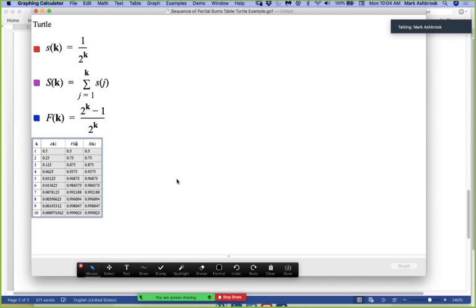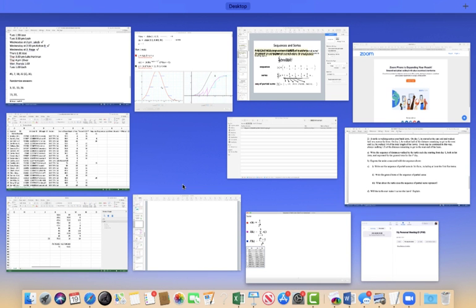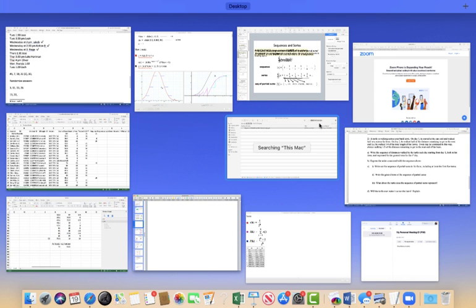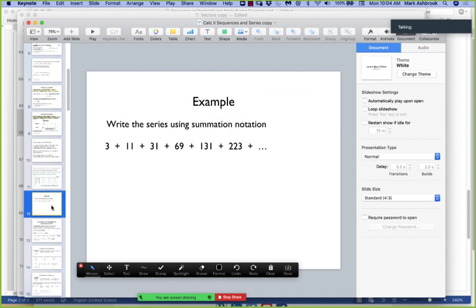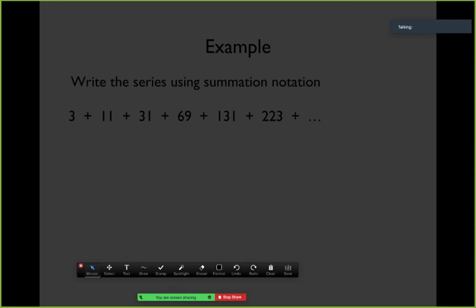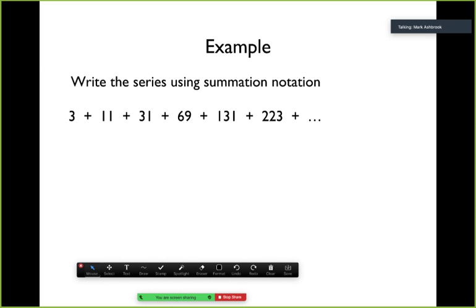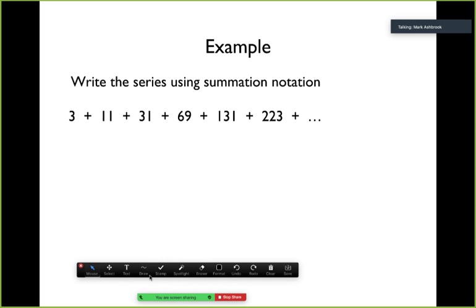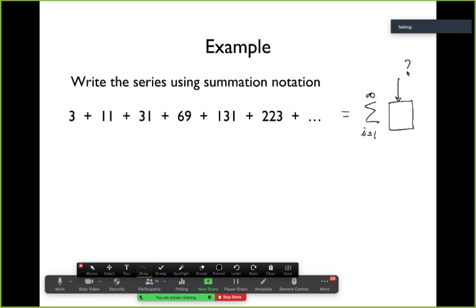Okay, other questions? All right, so I'm going to take a look at, not that one. Where am I? There we go. Here's another example. I want to write this series using summation notation. And in order to write summation notation, what I need is the formula for the general term.